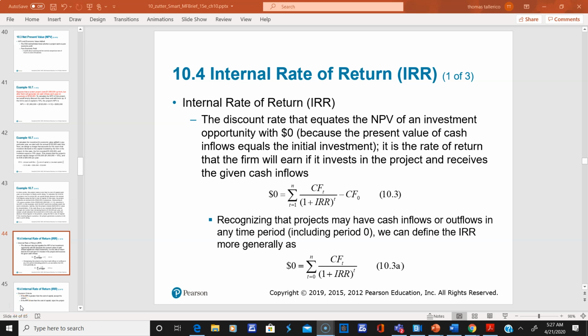So hello everyone again, and the last place we left off was on slide 44. Now this is the next big topic in chapter 10, and this is called internal rate of return.